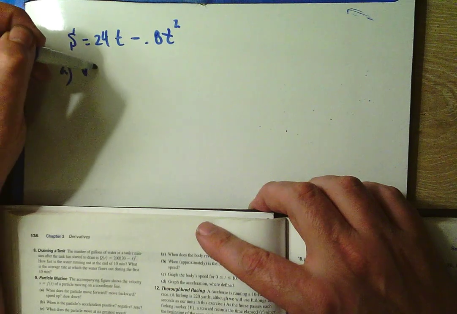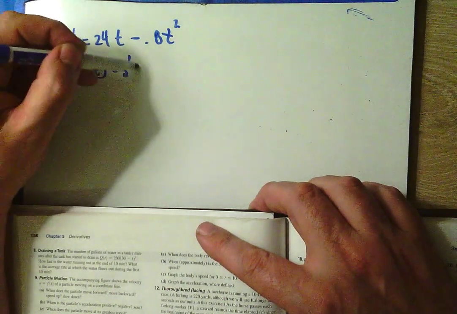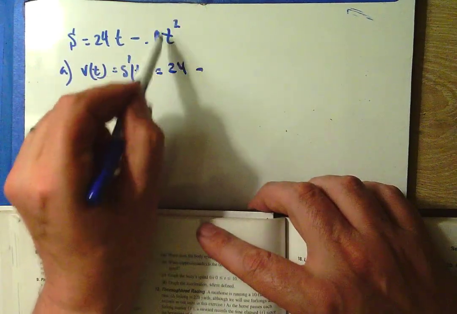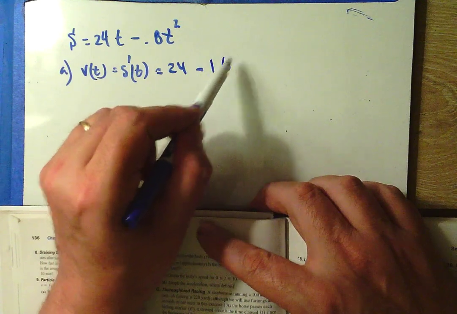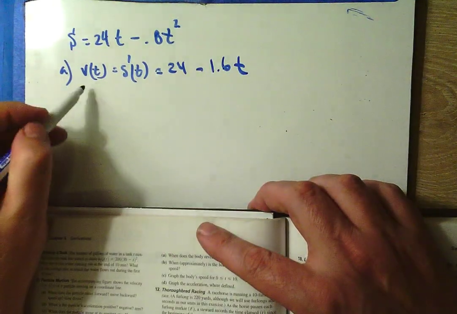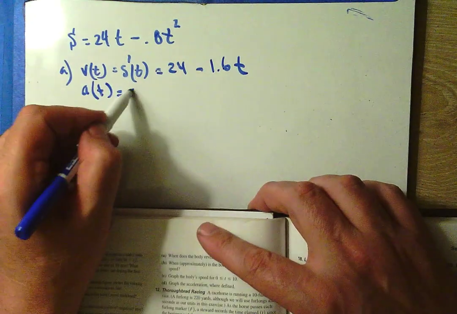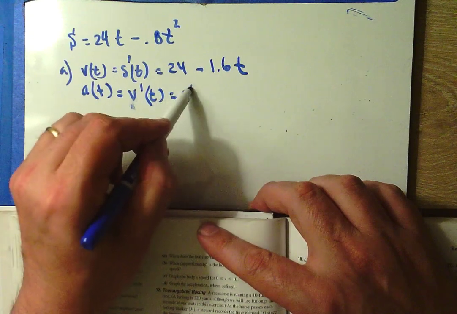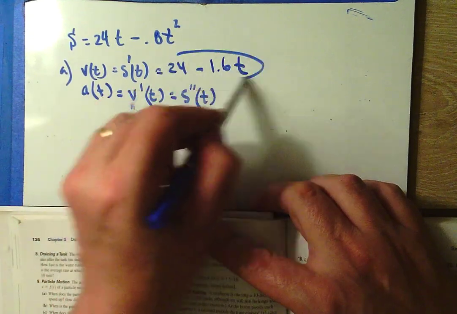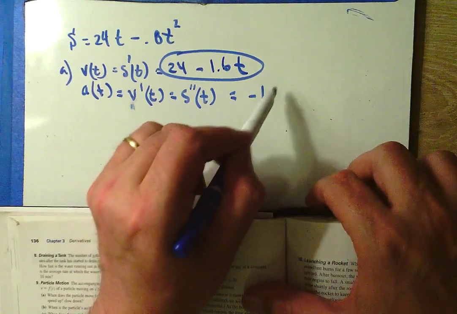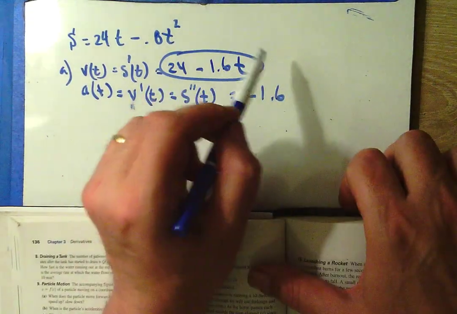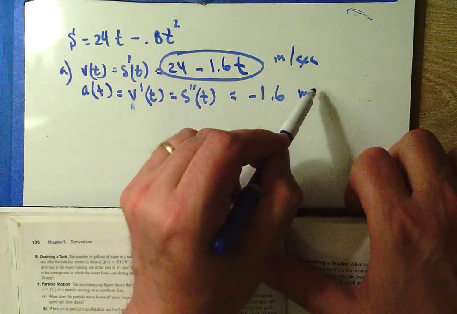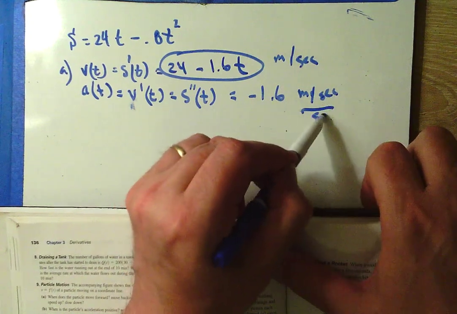Okay, so v of t, we know, is s prime of t. So if we take the derivative here, we get 24 minus, don't forget the power rule, 1.6t. And a of t is v prime of t, or s double prime of t. So I want to take the derivative here, and I get negative 1.6. What would the units be here? Well, the units here are meters per second, and the units here are meters per second per second.